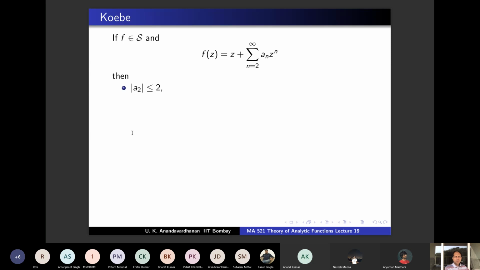And next is the quarter part, the quarter theorem. The image of the disk contains a small disk. In fact, you can say that the image contains a disk centered at 0 of radius 1 by 4. So it's a very nice result. This is the Koebe quarter theorem, proved by Bieberbach. And I told you the Bieberbach conjecture is that this mod a2 less than or equal to 2 is more generally true. It is true that mod an is less than or equal to n whenever you have such a function. That's the Bieberbach conjecture, proposed in 1916 or sometime long back and proved in 1985.